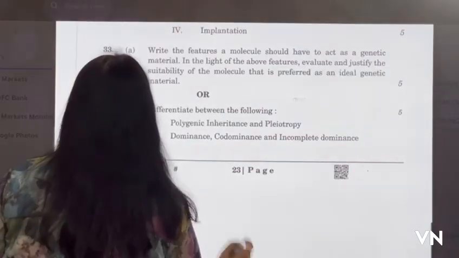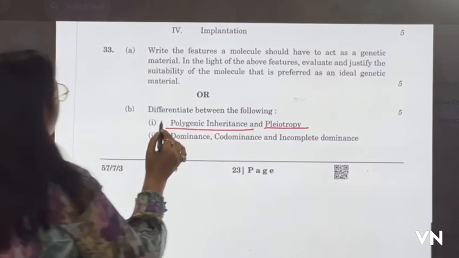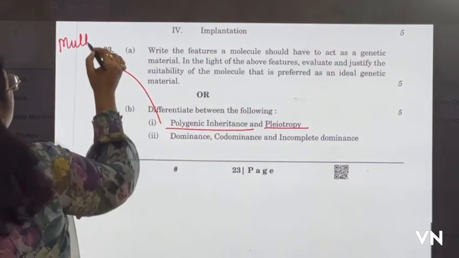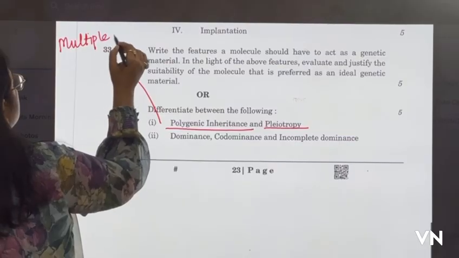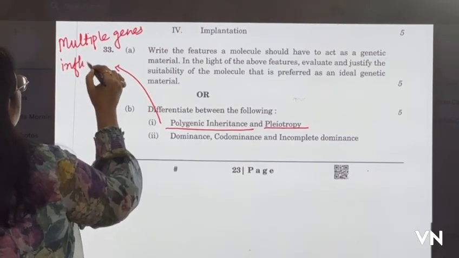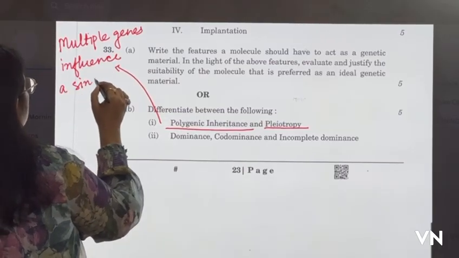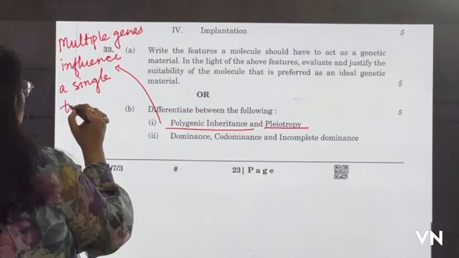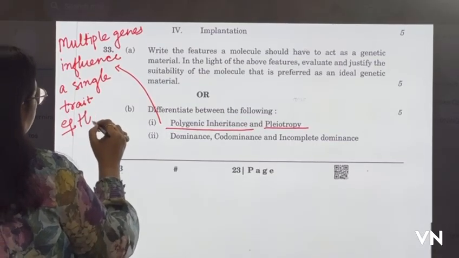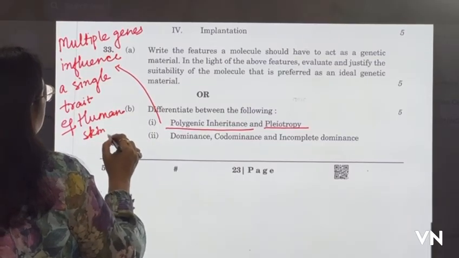Differentiate between the following: polygenic inheritance and pleiotropy. Polygenic inheritance, as the name indicates, multiple genes influence the expression of a single trait. Example, human skin color and height.